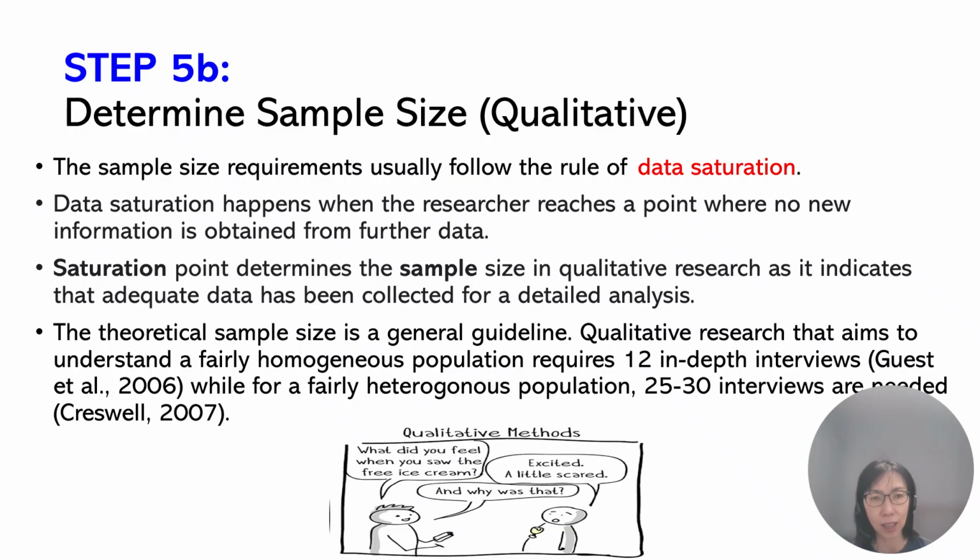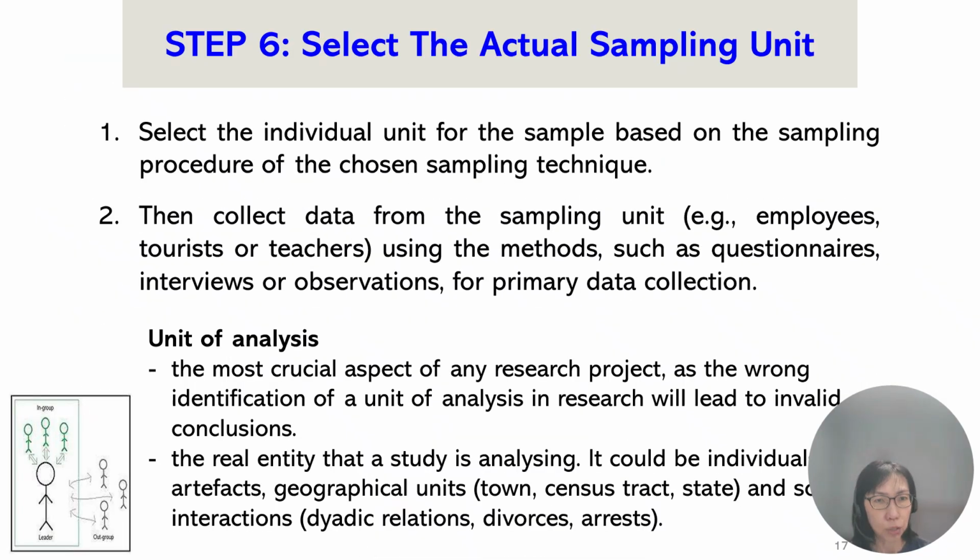Yes, you are right. Now we have done 5 steps already. So now we move on to the last step here, which is to select the actual sampling unit. You already have your targeted population. You already decided on the sampling frame. Then you decided on the sampling technique and have done the sample size calculation. So now we have to select the actual sampling unit.